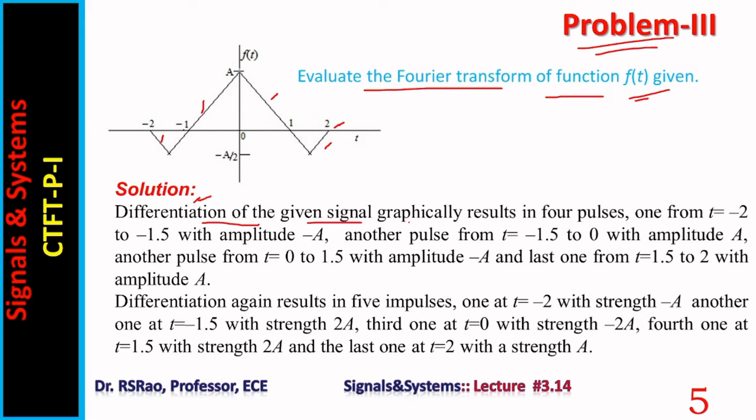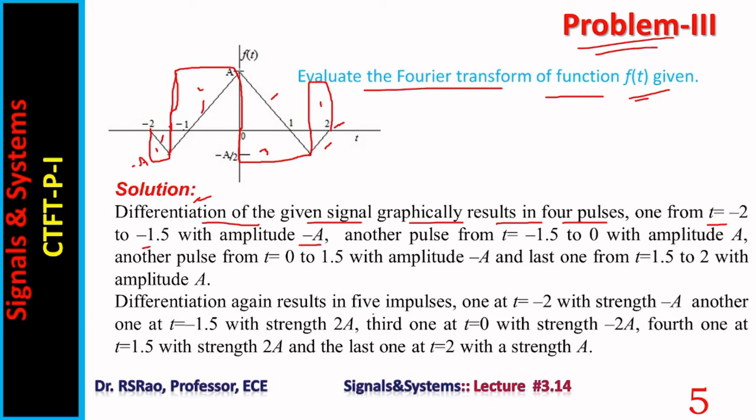Solution. Differentiation of the given signal graphically results in 4 pulses. One from t equal to -2 to -1.5 with amplitude minus a. Another pulse from t equal to -1.5 to 0 with amplitude a. Another pulse from t equal to 0 to 1.5 with amplitude minus a. Last one from t equal to 1.5 to 2 with amplitude a. Like this: pulse 1, pulse 2, pulse 3, pulse 4.